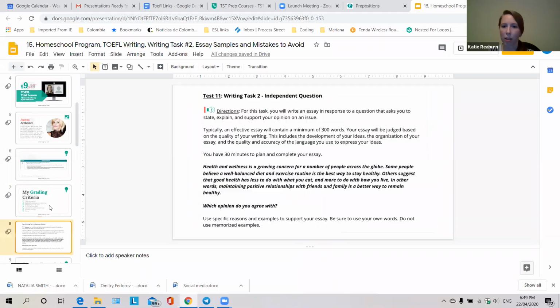Okay, let's get into it. So we have our first independent question here. This one is looking at which is better, being healthy and caring for your wellness, or are you thinking more about relationships? Are you thinking about your friends and family first? And that's going to be best for your life.